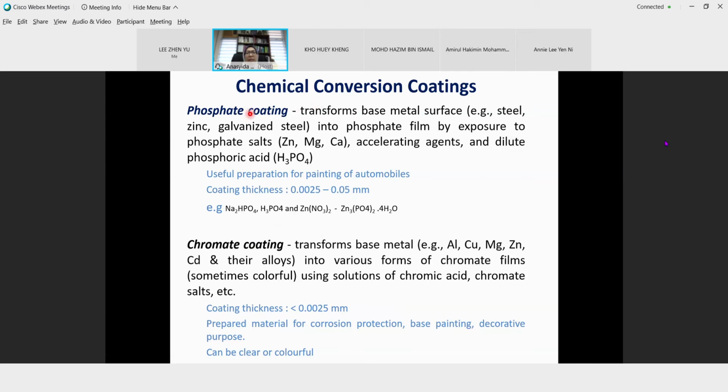So same as phosphating, it uses chromic acid and also chromate salt, put in a bath. We don't use any electrical power. We just combine all these solutions in one bath. Normally it is not done at room temperature, so they will do it at a bit higher temperature, for example 60 degrees Celsius, or mostly up to 100 degrees Celsius.